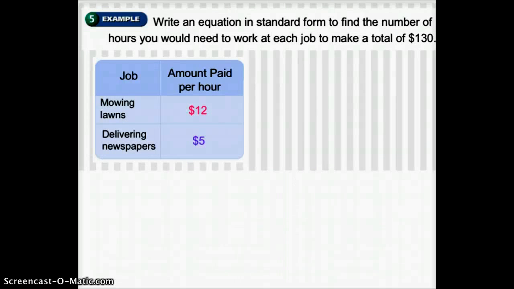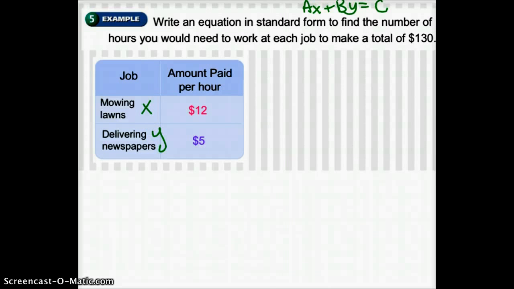Okay, so this time I want you to try this one on your own if you can. Can you write the equation in standard form, again, ax plus by equals c, to model the number of hours you would need to work at each job to make a total of 130. So you're working some hours mowing lawns and some hours delivering newspapers, and you want to make $130. Okay, so I'm going to call mowing lawns X, and I'm going to call delivering newspapers Y. I mean, you could use M and N or whatever you want. It would be okay too.